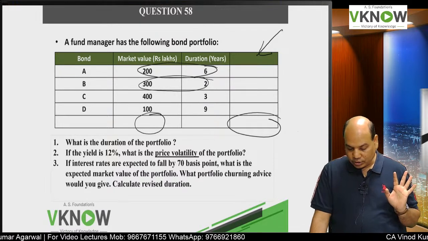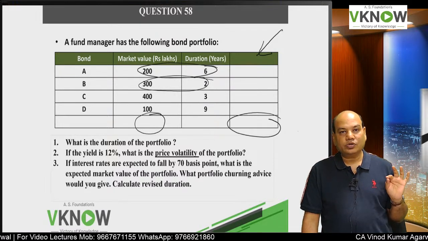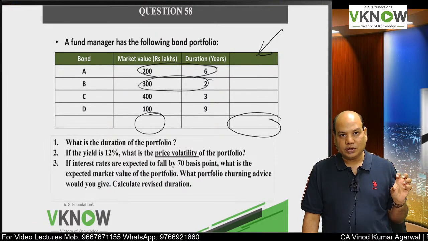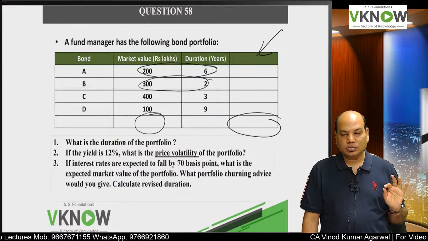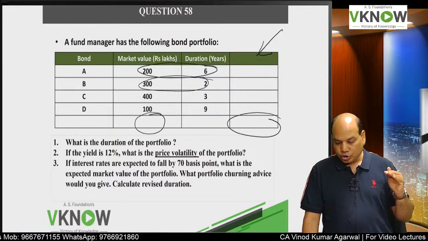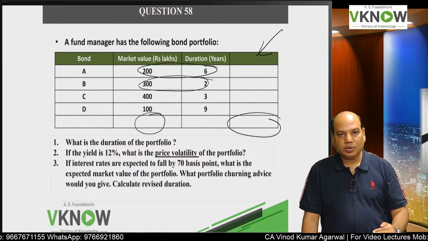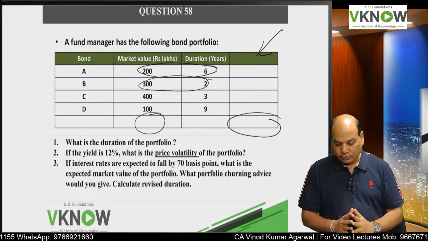So that first answer you can solve in the book only. If the yield is 12%, means YTM is 12%, what is the price volatility of the bond? You have to find modified duration. Duration divided by 1 plus YTM is modified duration, which is the volatility of the bond.